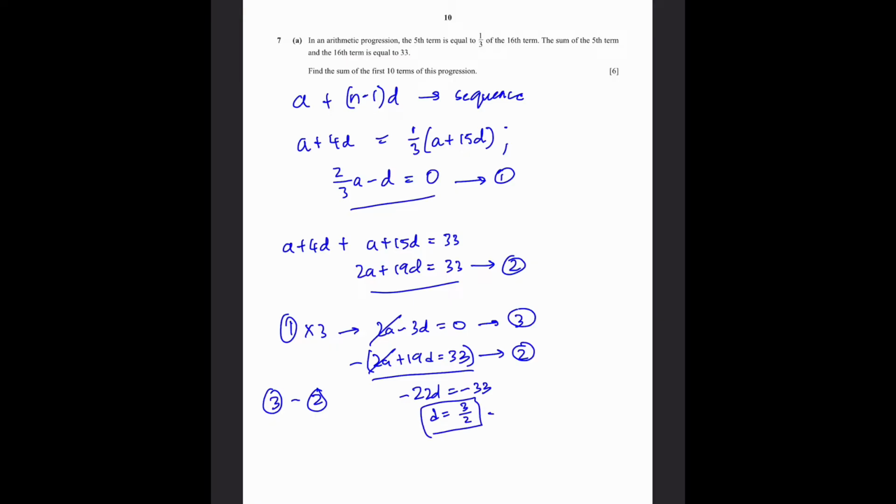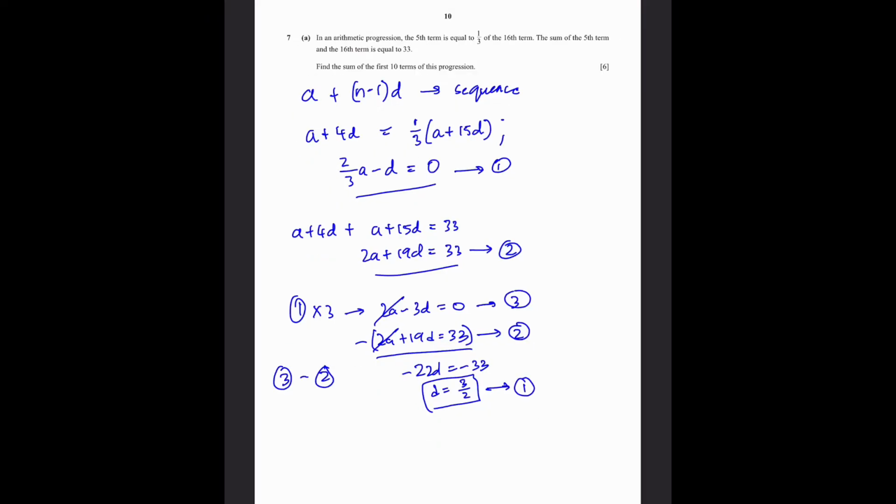Now we know what d is. We can find a. So we can substitute this into equation 1. 2 by 3a minus 3 by 2 is equal to 0. 2 by 3a is equal to 3 by 2. And a is equal to 9 by 4. Now we know that it is 9 by 4 plus 3 by 2 times n minus 1. This is the sequence. And we can simplify this as 3 by 2n plus 3 by 4.